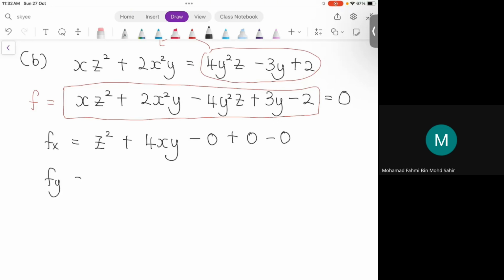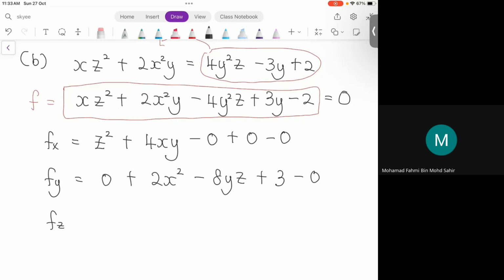So fy will be 0 plus 2x squared minus 8yz plus 3 minus 0. Okay, so this is my fy.